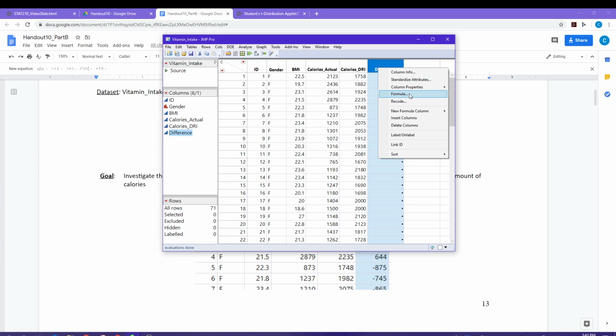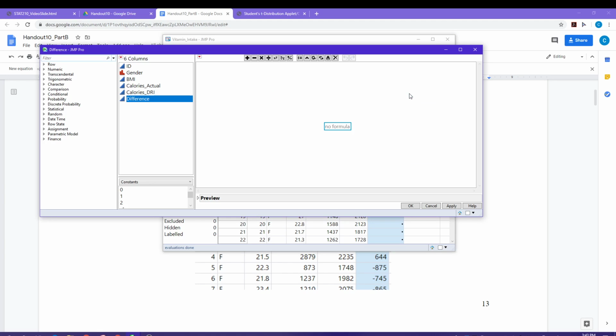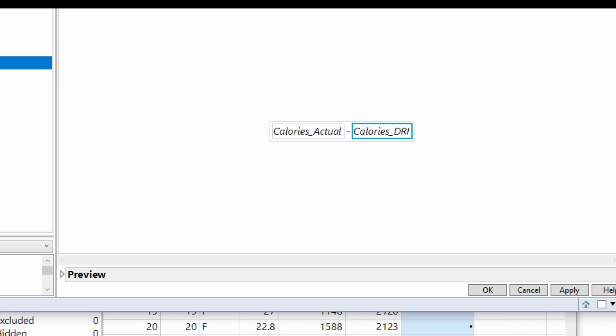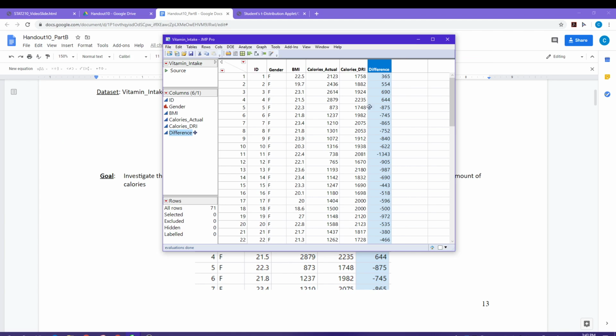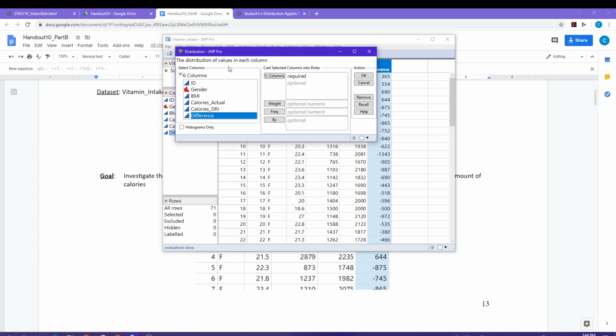Select Formula here. And then I'm going to compute the differences as actual minus the DRI here. So again, how the differences are computed, we have to know that so that we can interpret things correctly. And again, the way that I've computed them here is actual minus the DRI. Say OK. And now I have my difference column. I'm going to use this column for my analysis. So analyze distribution. The differences is what I'm analyzing.